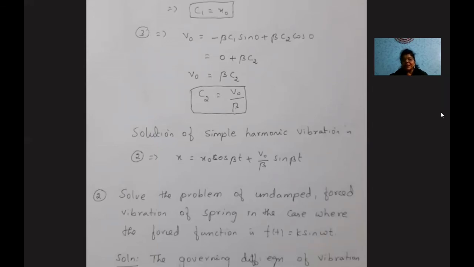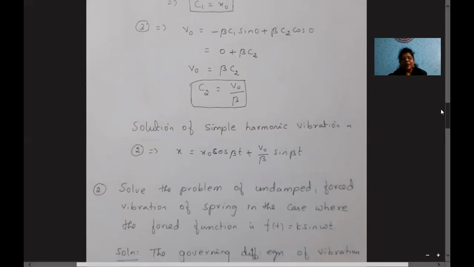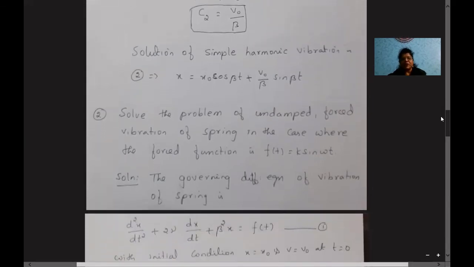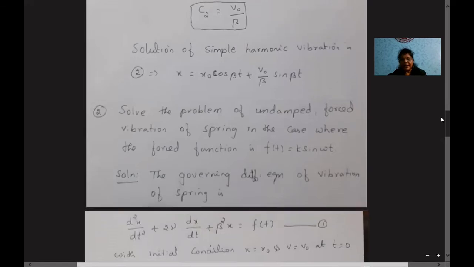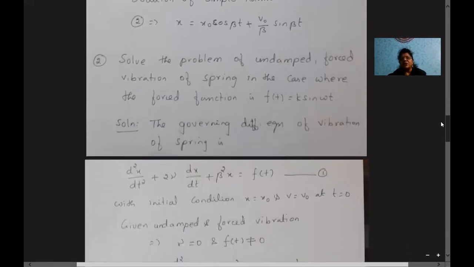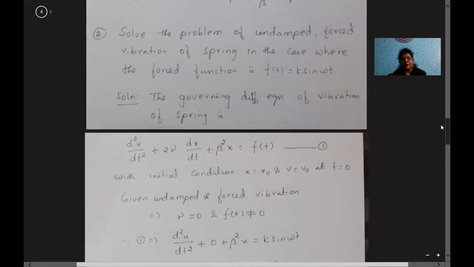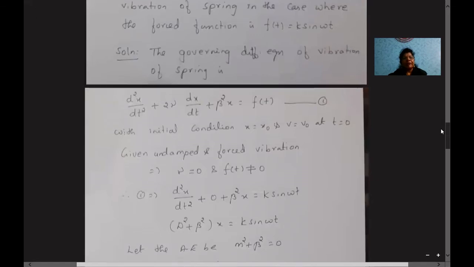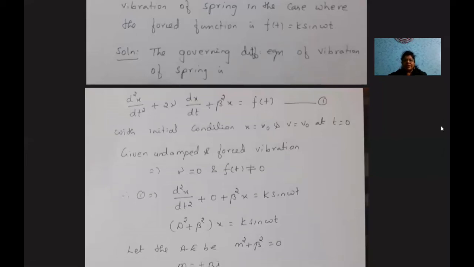Now we'll move on to the second problem. What is the second problem? Solve the problem of undamped forced vibration of spring in the case where the forced function is f of t equal to k sin wt. What is the governing differential equation of vibration of spring? D square x by dt square plus 2 gamma dx by dt plus beta square x equal to f of t. Here, I am going to substitute the given data.